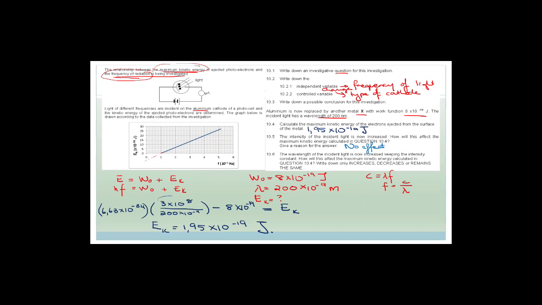Now it says the wavelength of the incident light is now increased, keeping the intensity constant. How will this affect the maximum kinetic energy? Write down only increases, decreases, or remains the same. If we increase the wavelength, what happens to the frequency? The frequency is going to decrease, which means that the kinetic energy is going to decrease. So the answer is decrease. You can see hf is equal to W0 plus EK. If we decrease the frequency, the work function remains constant, so obviously your kinetic energy has to decrease as well.